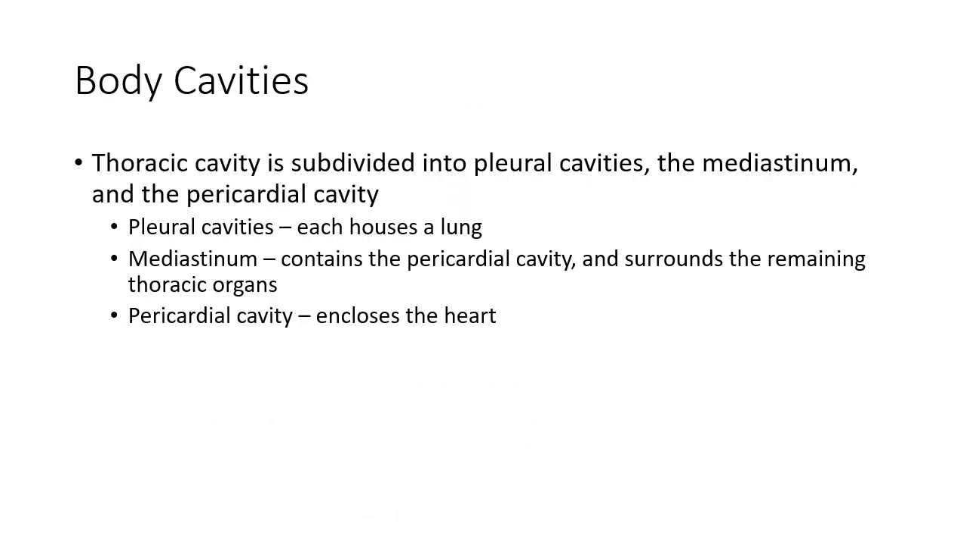The thoracic cavity is further divided up as well. And so the thoracic cavity has two pleural cavities, one for each lung. And then in the middle there, we have what's called the mediastinum. And then we have the pericardial cavity. The pleural cavities contain the lungs. The mediastinum contains the big vessels, things like the aorta, the superior vena cava, the trachea, and the esophagus. And then the pericardial cavity just holds the heart. And so we find the heart inside that pericardial cavity there.